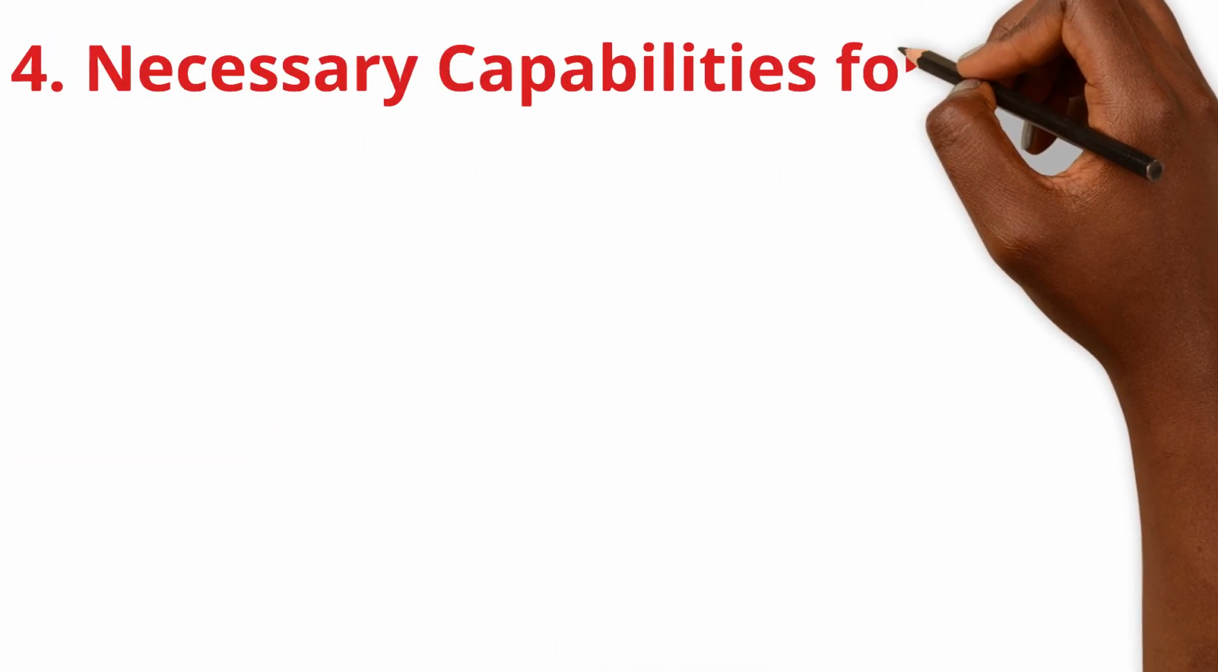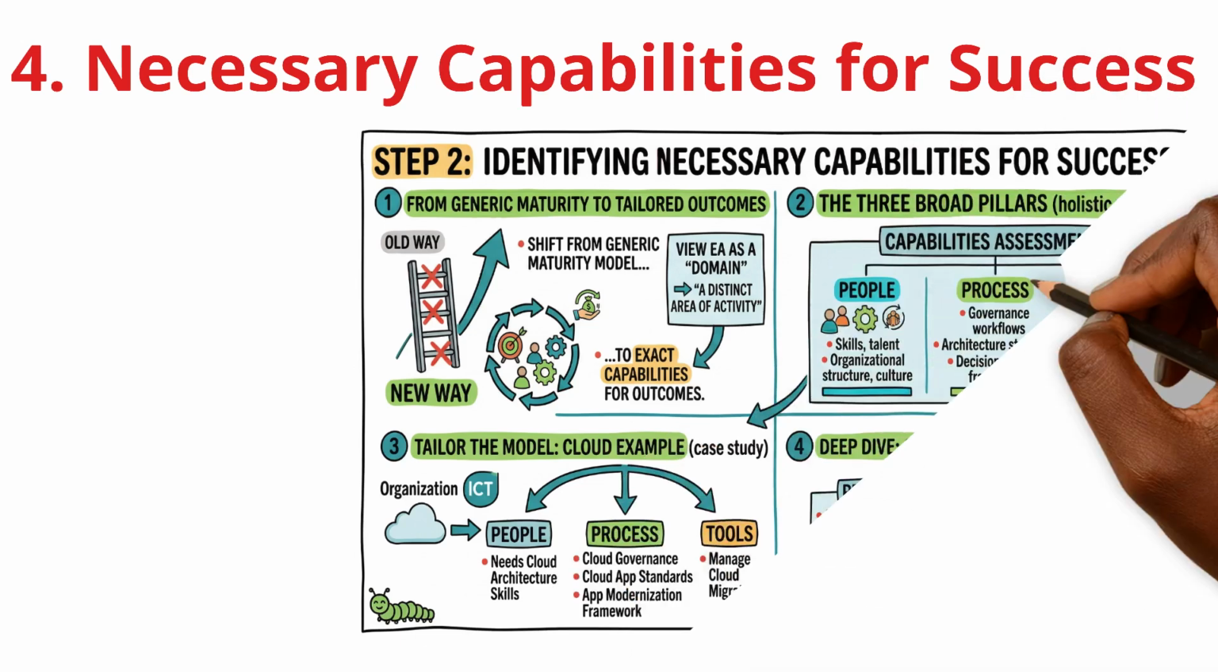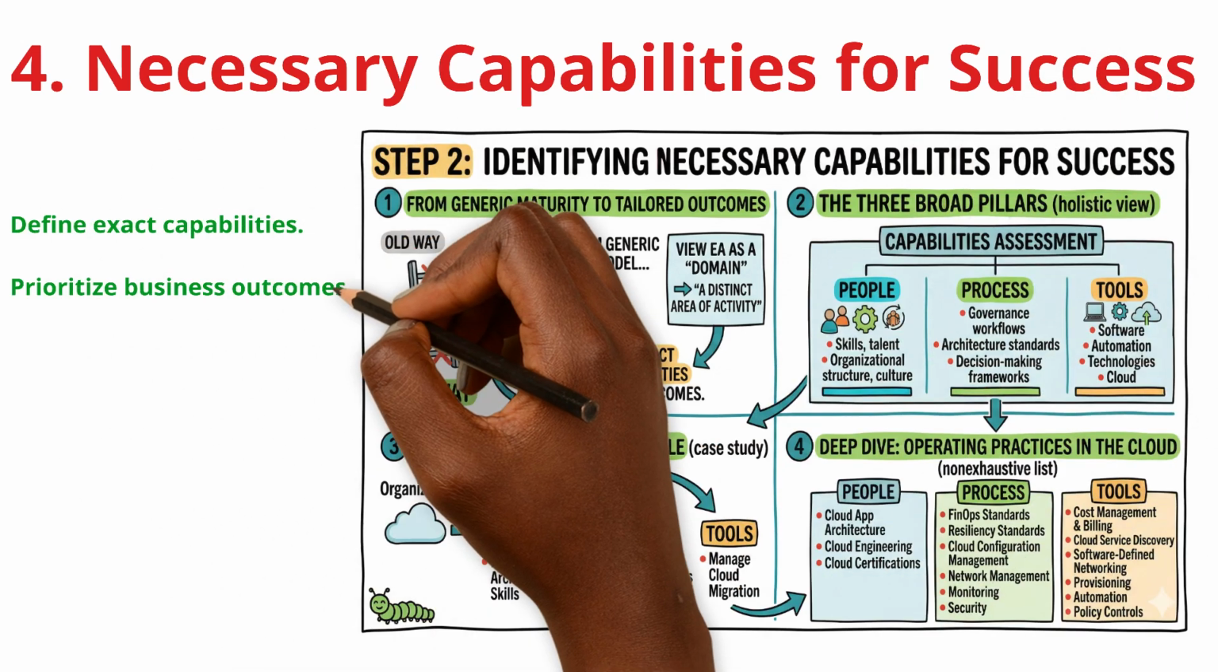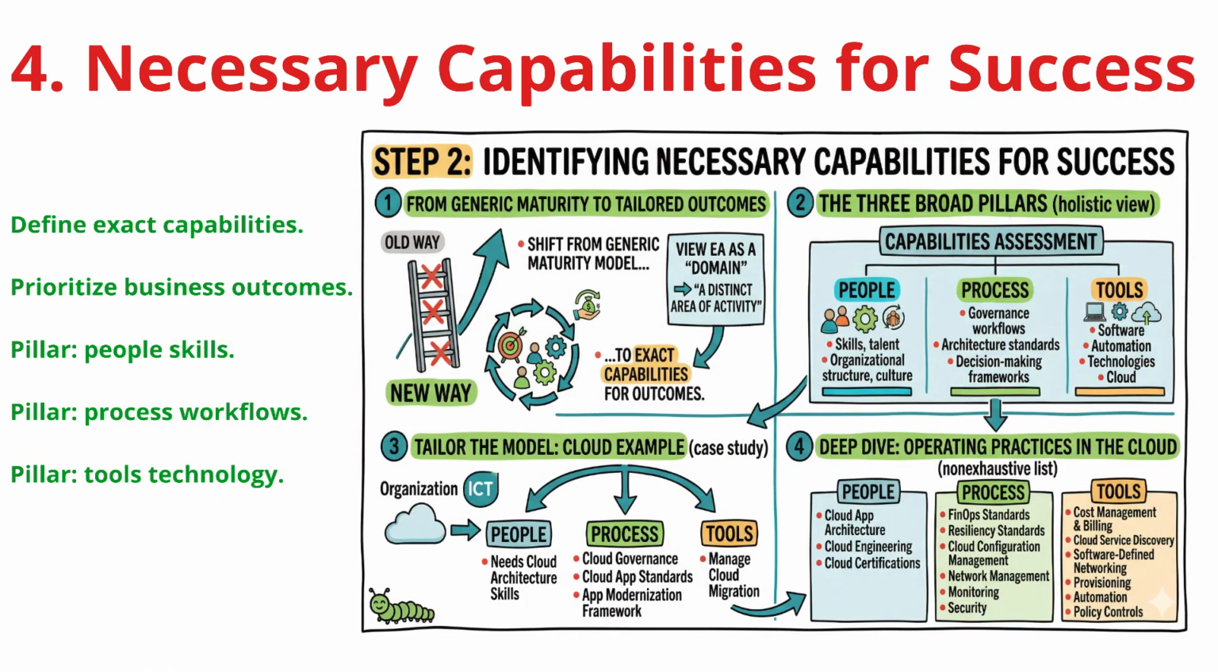Step 2 is a crucial pivot for your business. Instead of just chasing a generic maturity score on a preset ladder, we are going to define the exact capabilities you need for your success. We view enterprise architecture itself as a dynamic domain, a distinct area of activity within your company. To make this manageable, we organize your needs into 3 essential pillars.